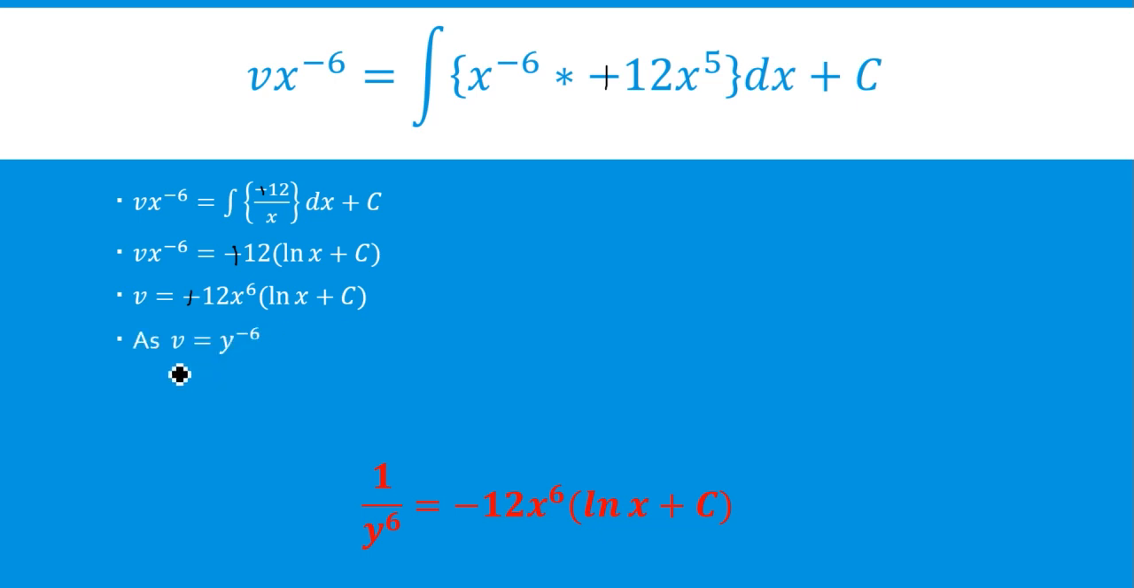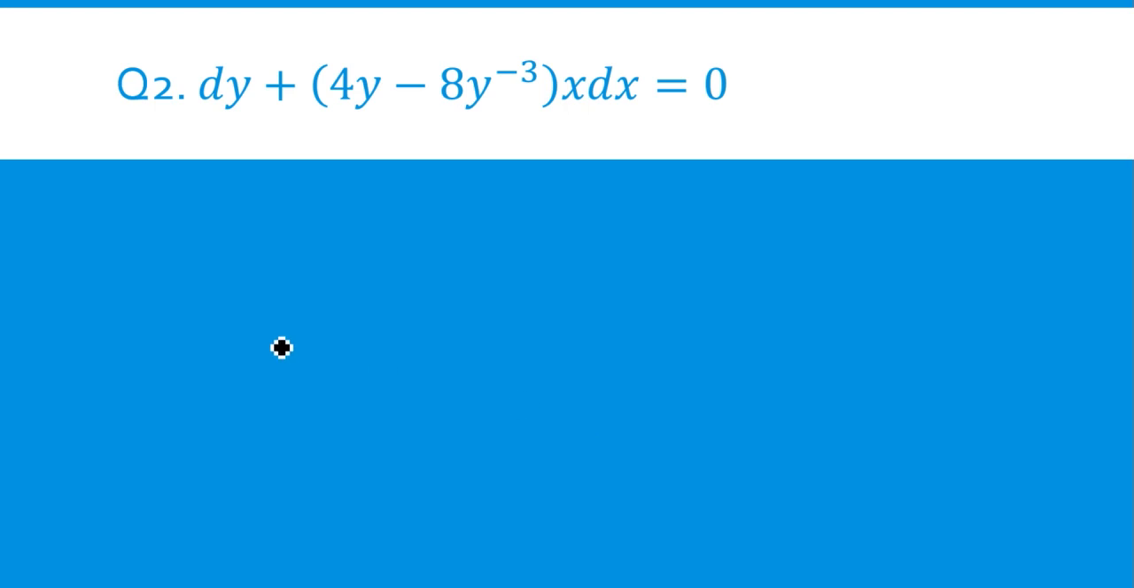We just put in the values, and as v was y to the power minus 6, we put in the value of v as well. Now this, y to the power minus 6 equals 12 x to the power 6 log x plus c, is the solution, where c is an arbitrary constant.